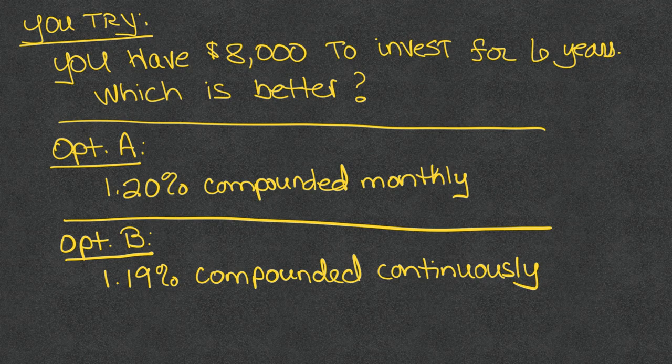Here's one for you to try. Let's say you have $8,000 to invest for 6 years. Which option would be better? Option A, at 1.2% compounded monthly, or option B, at 1.19% compounded continuously. Go ahead and pause the video before you look at the next set, which has the answers, and see what you get.